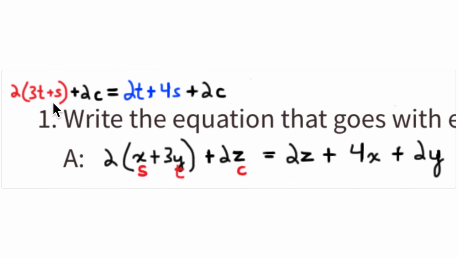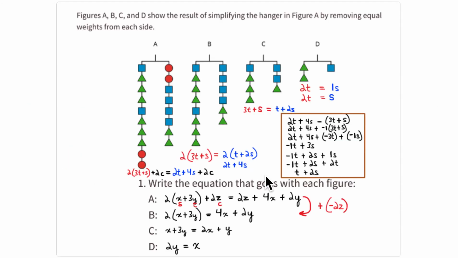You can see that this is 2 times 3 triangles, so this is 2 times 3y. That means the triangles are the y variable, the squares are the x variable, and the circles are the z variable. All right. So squares are x, triangles are y, and circles are z. Now to go to the next step.